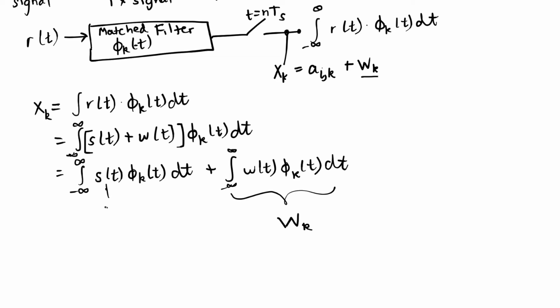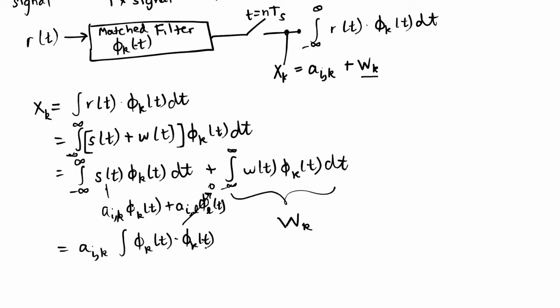This signal, s(t), remember, is some amplitude a_{i,k} multiplied by phi_k(t), plus other amplitudes multiplying other basis functions. When I integrate over all time, those other basis functions are going to go to 0. And when I multiply, I get a_{i,k} multiplied by the integral of phi_k(t) multiplied by phi_k(t), and this integral is going to give me 1. So in other words, I'm going to get a_{i,k} plus w_k. That's what I've written up here as a summary of what happens to this integral.